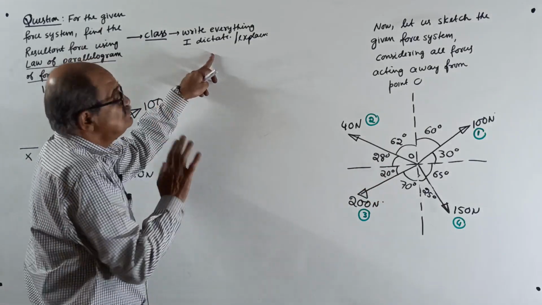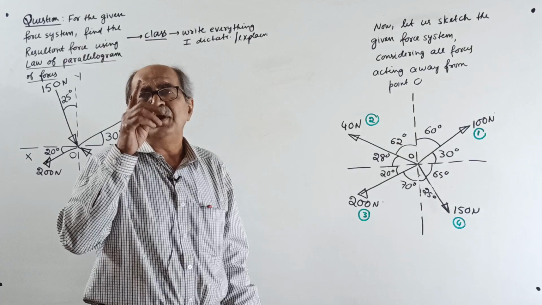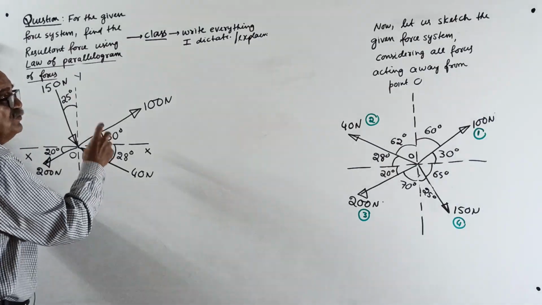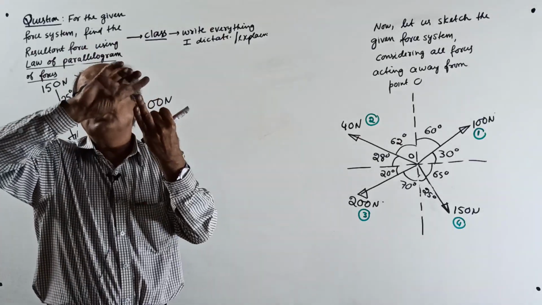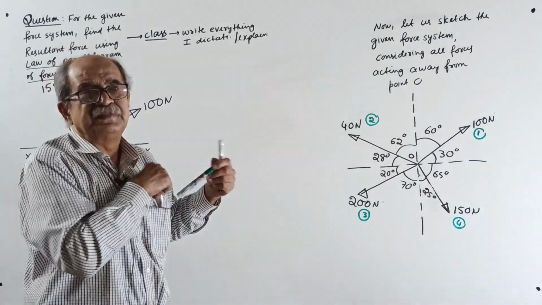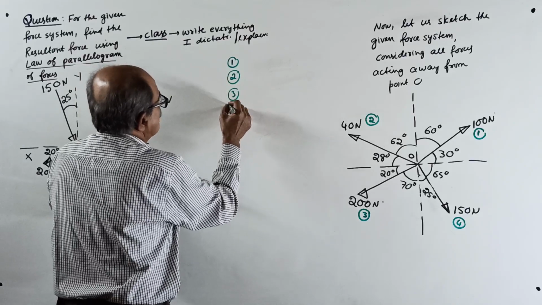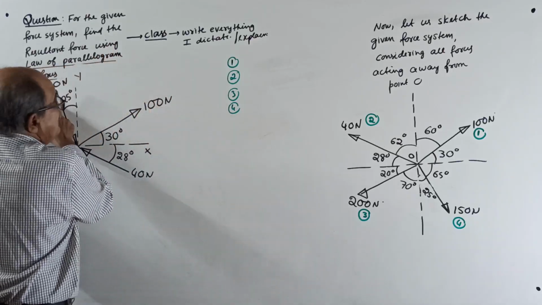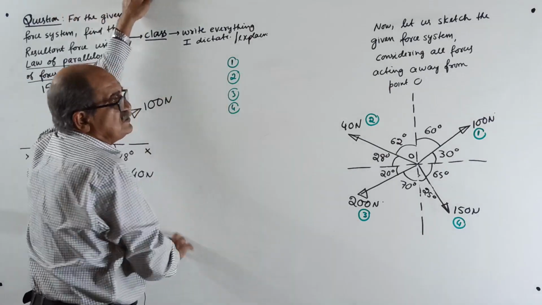Now, how to solve? By the law of parallelogram of forces, at a time only 2 forces are to be considered. So, what we will do is, among these 4 forces, we will select any 2 forces, which I will tell later. For those 2 forces, find the resultant. Make a note here. We will later mark the forces by numbers 1, 2, 3 and 4. Which is 1, 2, 3, 4, I'll tell you later. Don't worry now. I am not telling which is which. So wait for some time. We'll number the forces 1, 2, 3, 4.